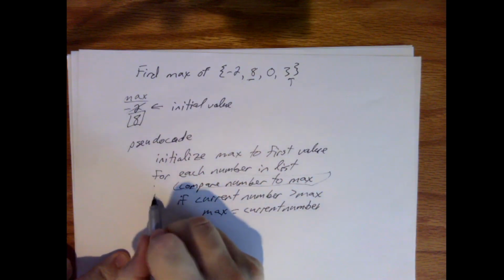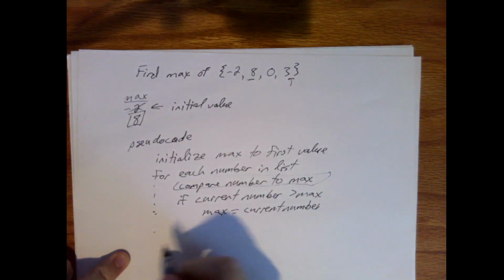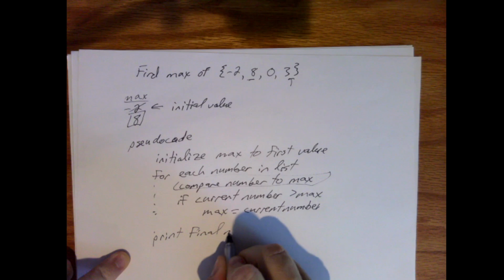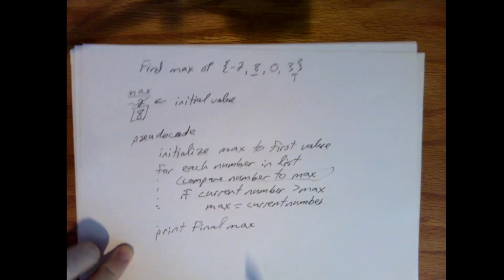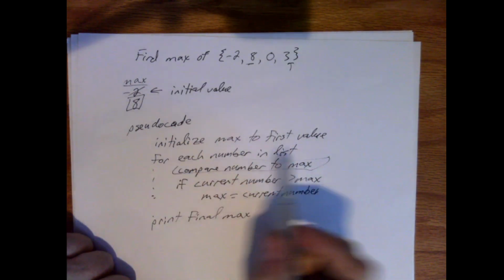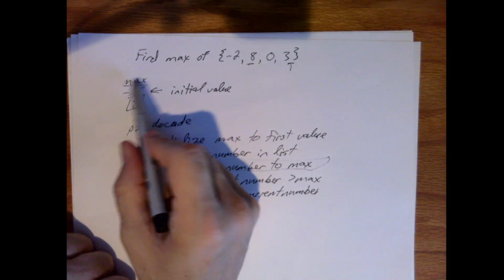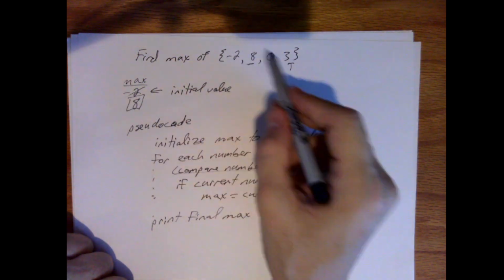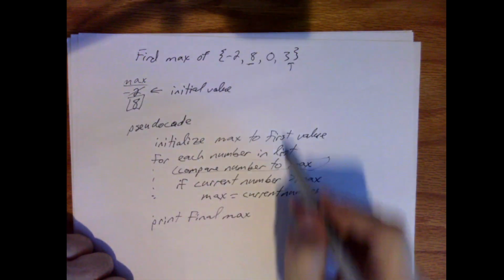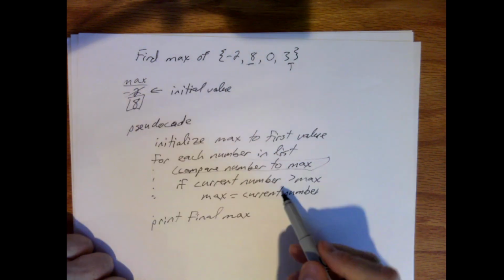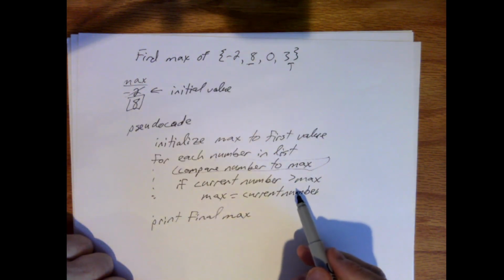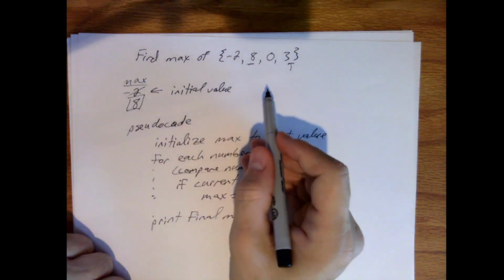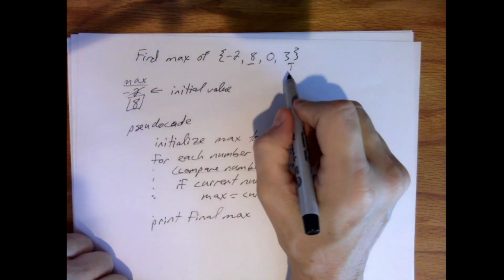And then when done, that's at this level, print final max. So I look at this, and since I know how to program, I go, okay, I know what this means. Initialize, create this max variable with the first value, -2. For each number, I'm going through the list and asking a question: is this number bigger than the current max? And if so, update. And I think you would agree that's what I did when I was working it out by hand. So this is my baby version to help me understand the process.